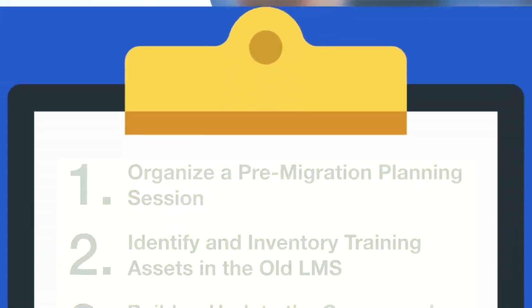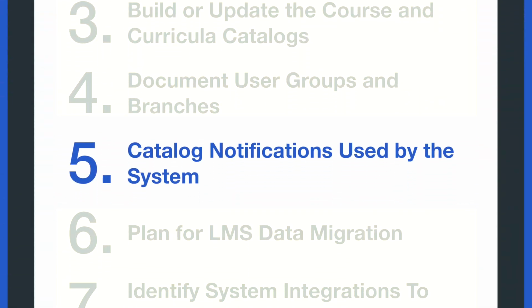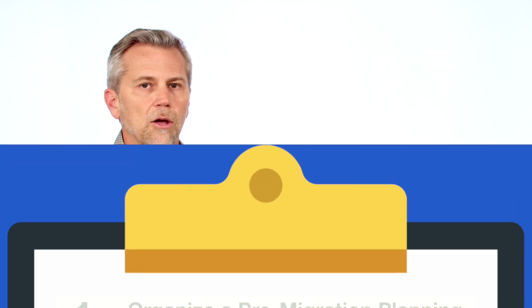Step 5. Catalog notifications used by the system. Create a catalog of all notifications with details of each notification in your current system to ensure you have the information necessary to recreate these in the new system.